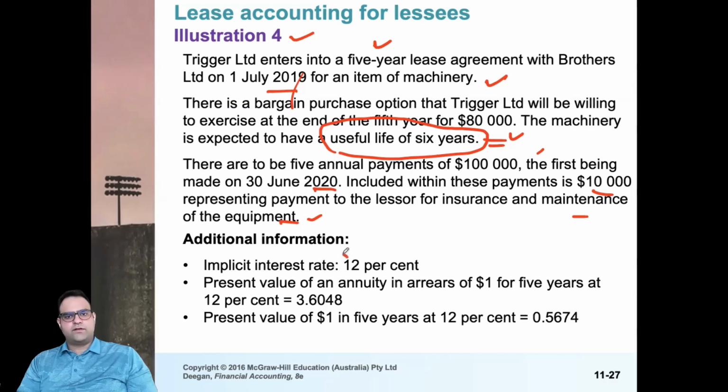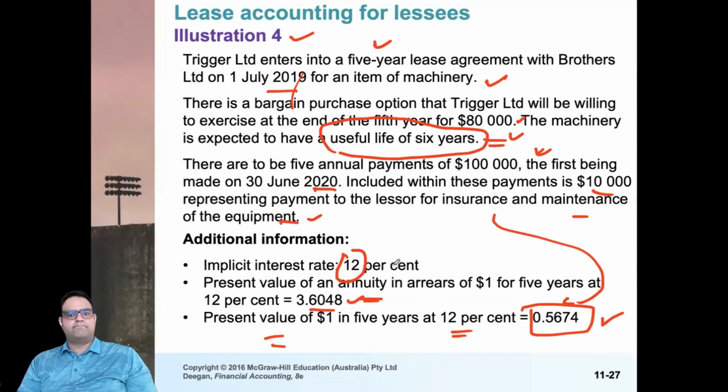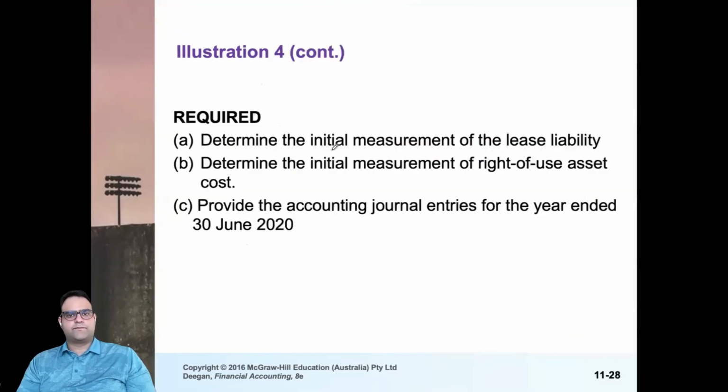So they provide you the interest rate. They provide you the annuity value. If you have a continuous 5-year payment, the annuity value is 3.6048. They also provide you the present value, because we have this 80,000 bargain purchase option, which needs to be discounted after the 5 years, at 12%. So here they pre-calculate. The bargain value will be multiplied by this value, and this 100,000 will be multiplied by this value. Another thing will be the interest payment, and the rest will follow after we calculate the present values.